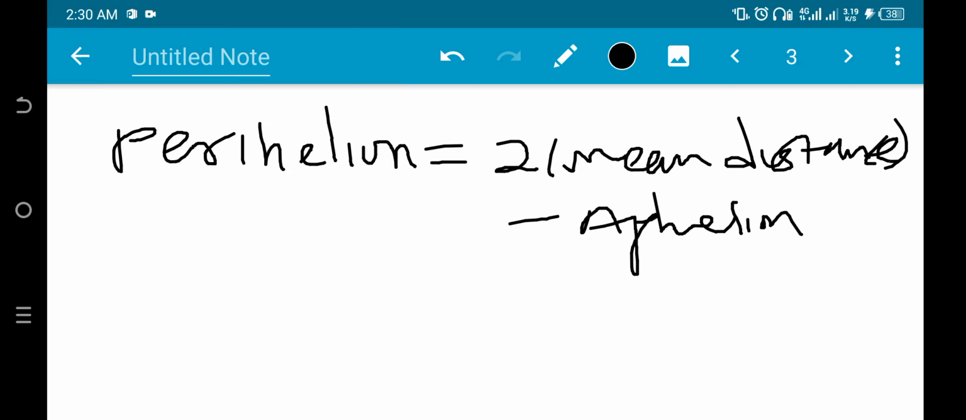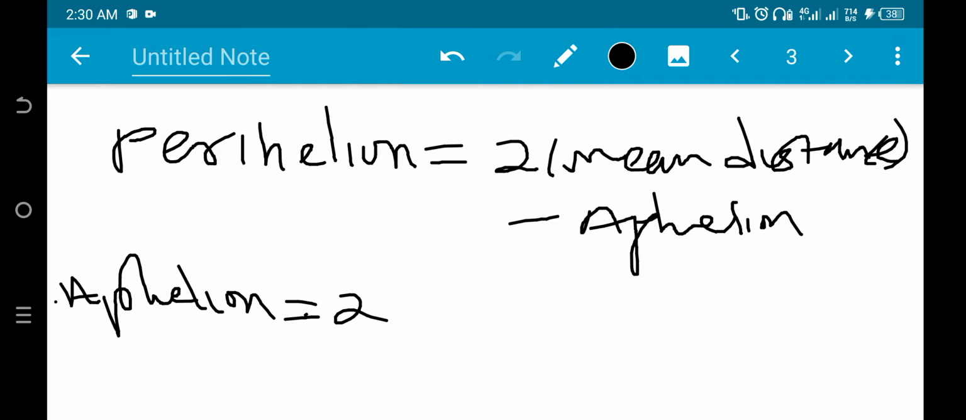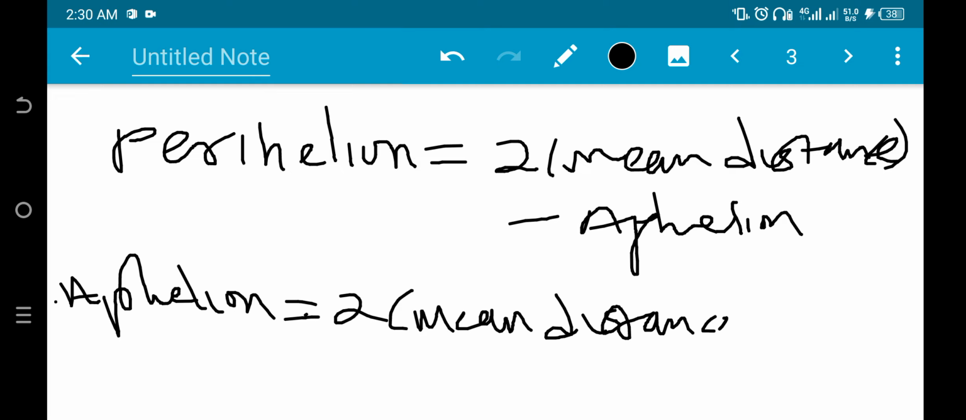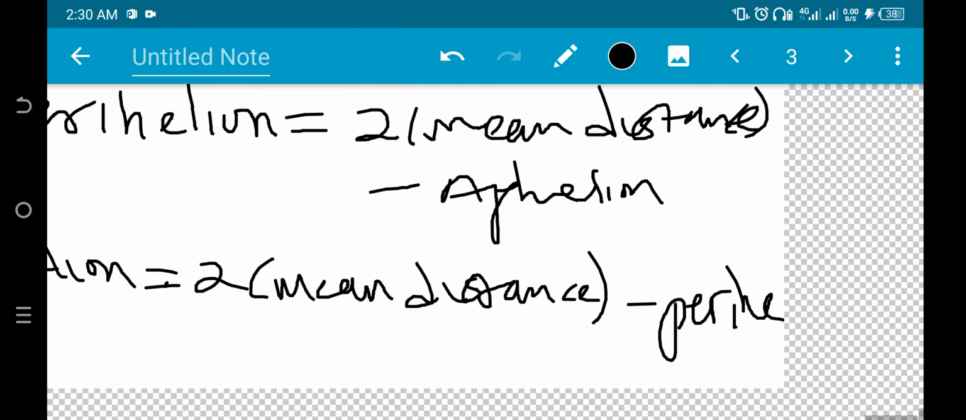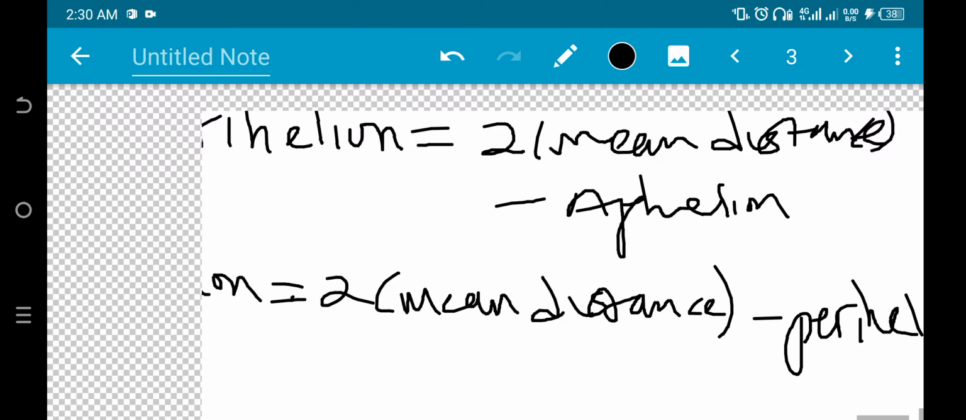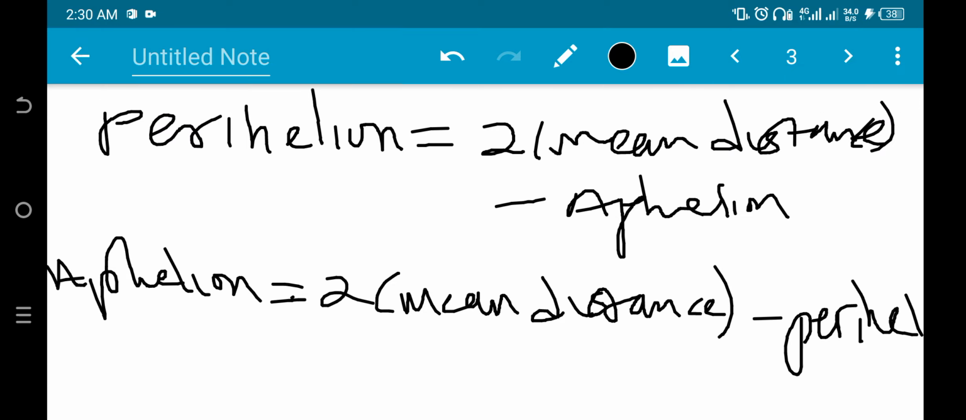It's the same if they're telling you to find aphelion. Then this entire equation turns into: aphelion is equal to 2 multiplied by mean distance minus perihelion. So it's just that they change. When you're finding peri, you're subtracting epi. When you're finding epi, you are subtracting what? Peri. This is where all the questions are going to revolve around.